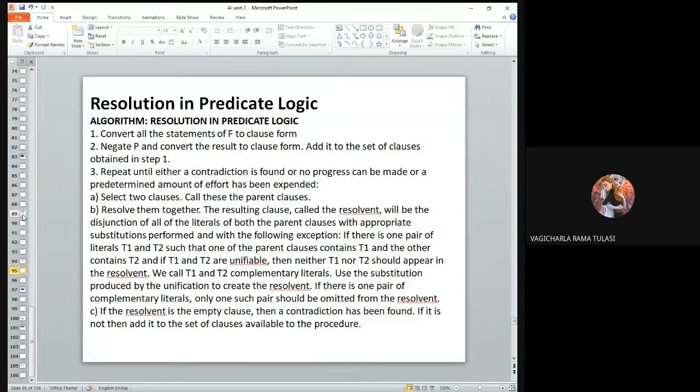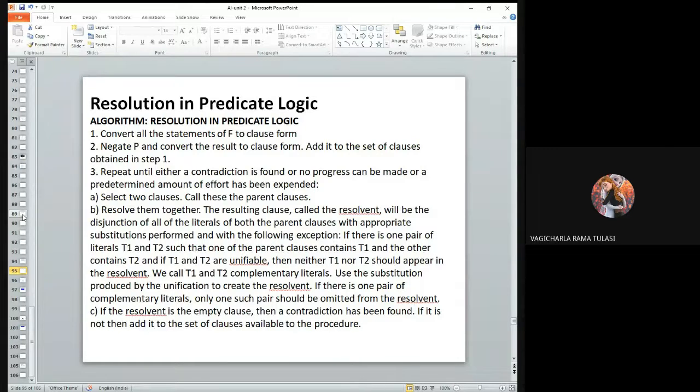Resolve them together. The resulting clause, called the resolvent, will be the disjunction of all the literals of both the parent clauses with appropriate substitutions performed, and with the following exception. If there is one pair of literals T1 and T2 such that one of the parent clauses contains T1 and the other contains T2, and if T1 and T2 are unifiable, then neither T1 nor T2 should appear in the resolvent. We call T1 and T2 complementary literals.